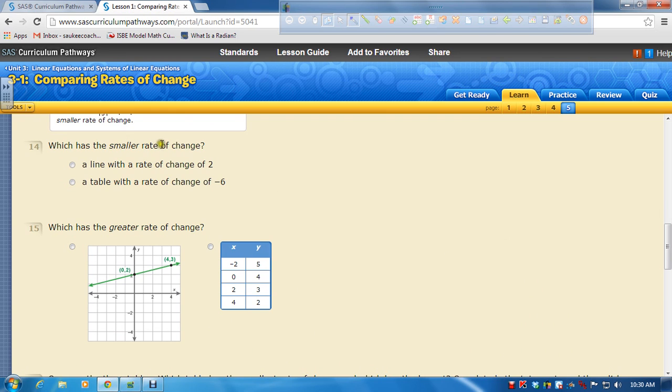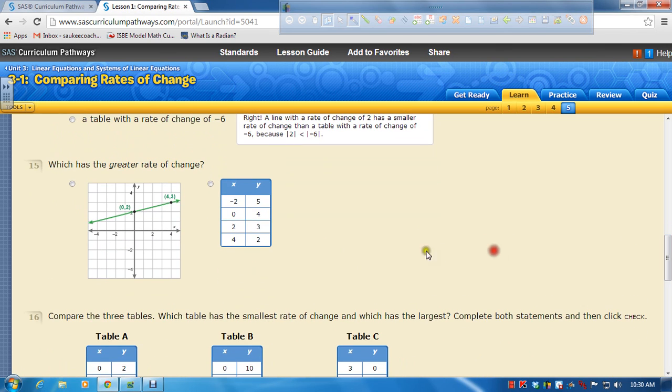Which has a smaller rate of change? Well, this has a severity of 2, and remember we talked about looking at the absolute value of these rates of change. So this has a severity of 6. The smaller rate of change would be the 2. Okay? And this one would be like the example they just worked in the video.